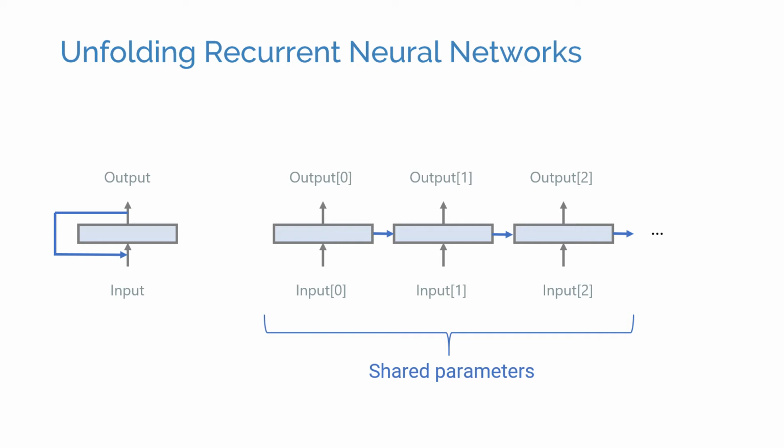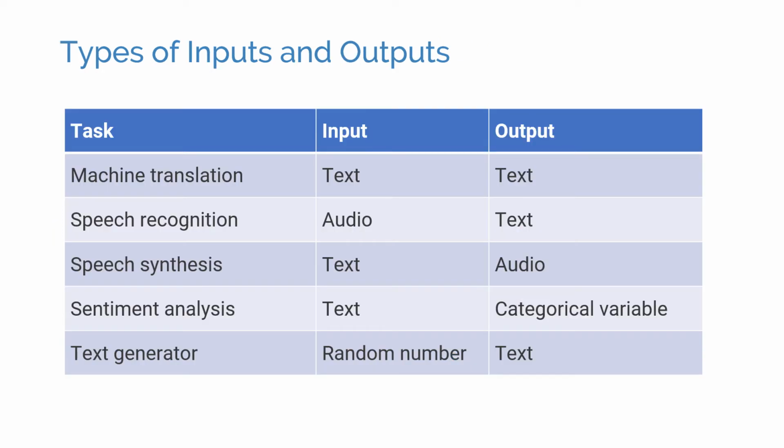RNNs can handle inputs and outputs of different types and lengths. For example, to translate from one language to another, a model would input a piece of text and output another piece of text, where the length of the inputs and the outputs are not necessarily the same. A speech recognition model would consume audio data to produce text. A speech synthesis model would do the opposite.